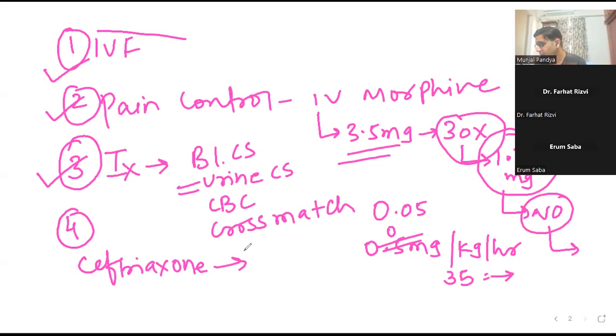Staphylococcus and Streptococcus are gram positive, and E. coli and Salmonella are gram negative. Wonderful. So ceftriaxone, how much dose will you give to the patient? Sir, it's 80 mg per kg per dose IV every 12 hours.